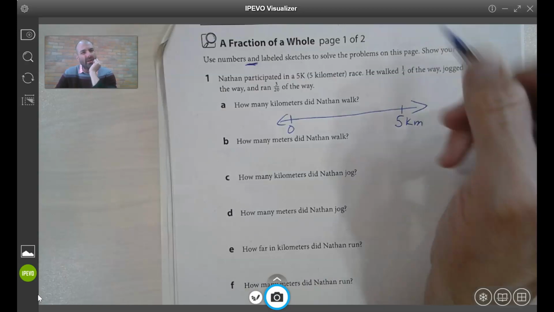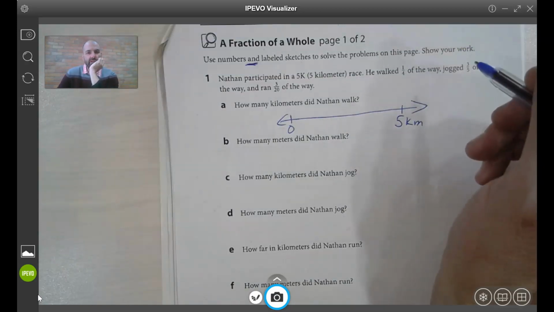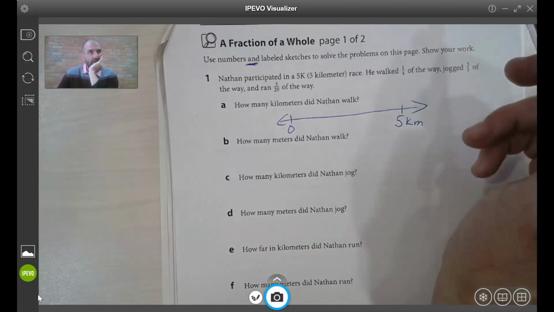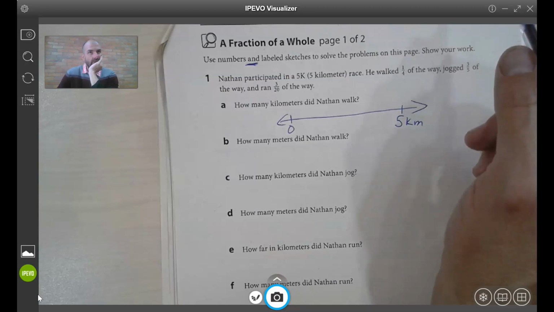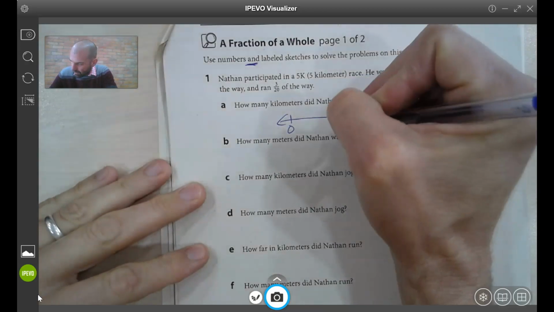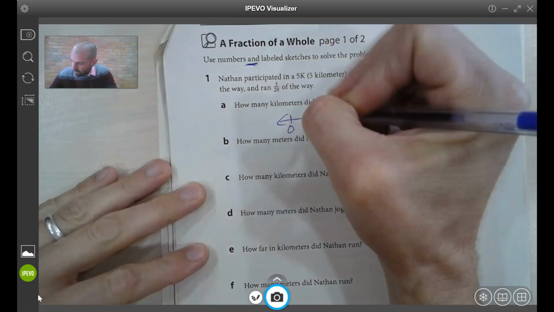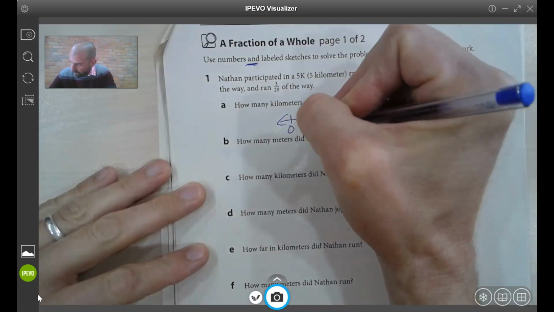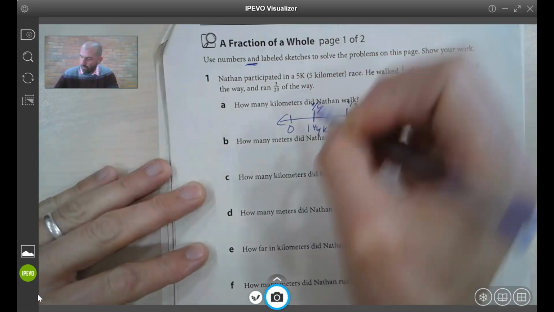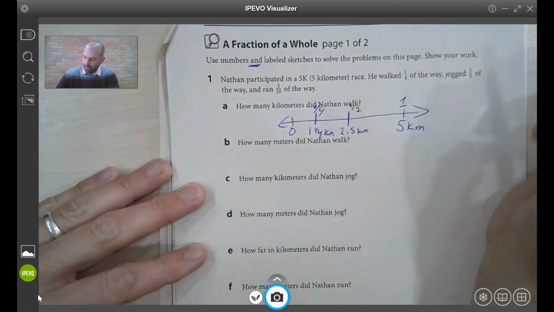And so they're saying that he walked 1/4 of the race. So can I use a number line to do this? Can I split it into quarters? Well, let's see. Halfway would be 2.5 kilometers. That would be half. And then 1/4 would be 1 1/4 kilometers. Oh, okay, so I could do that. All right, cool. So 1/4 of it is 1.25, 1/2 is 2.5, 1 whole is 5 kilometers.